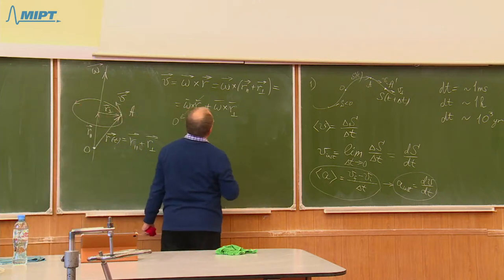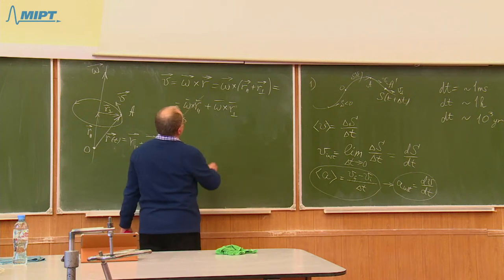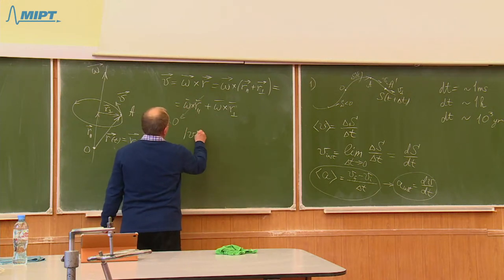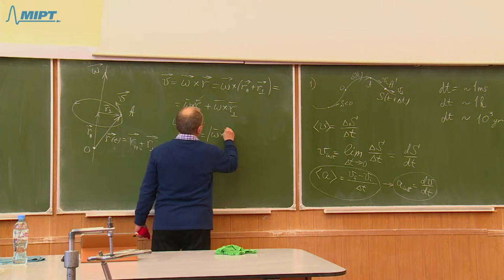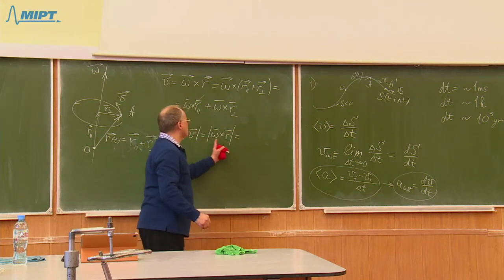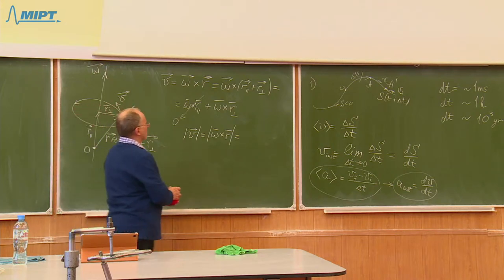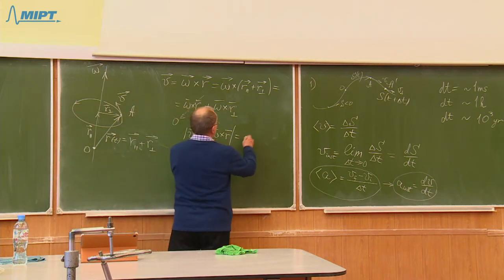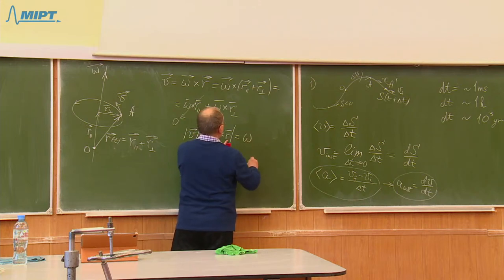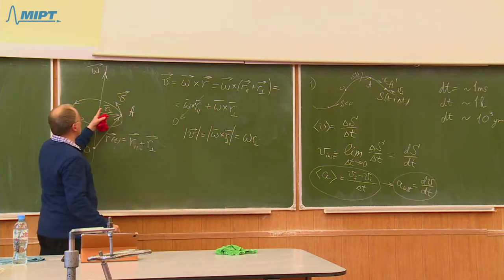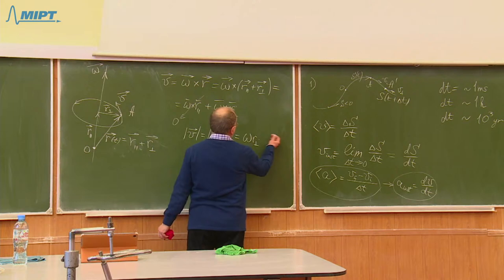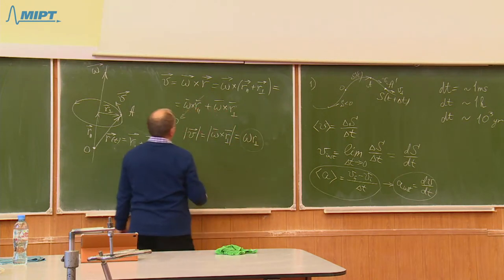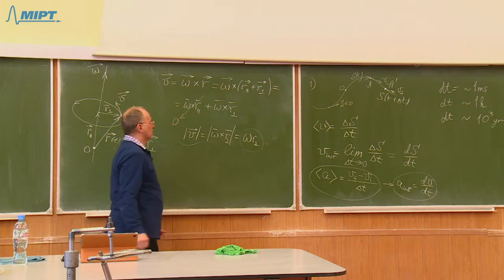And the second term is very simple. If I want to find the magnitude of velocity, I have to find the magnitude of this vector product. These two vectors are perpendicular to each other, so I write down the magnitude of the first vector, the magnitude of the second vector, and the sine of the angle between them. But the angle between them is 90 degrees, so the sine is 1. So that will be the magnitude of the vector velocity, which is correct.